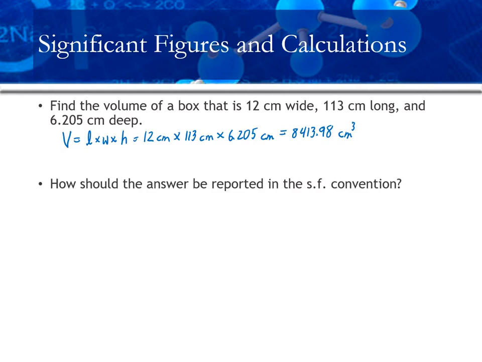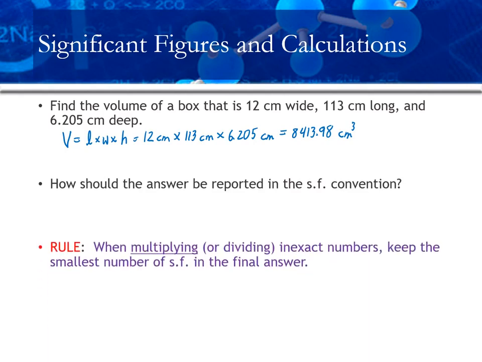The rule for multiplication and division is that when you're dividing or multiplying inexact numbers, keep the smallest number of significant figures in the final answer. So in this case, we've got 2 significant figures in this first number, 3 significant figures in the second number, 4 significant figures. You can see why counting significant figures becomes important. The smallest of those is 2 significant figures. So the way that we should report this is by rounding the number that we have to 2 significant figures.